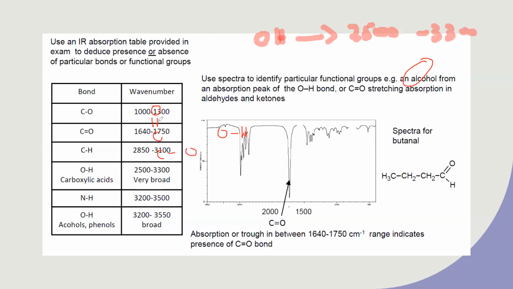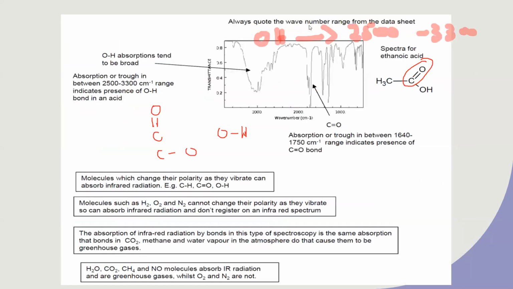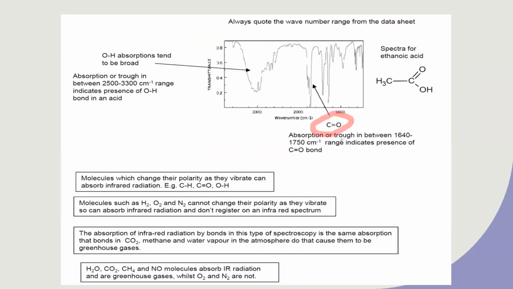Then C double bonded with O is there, and then O and H is there. This OH we already worked out, and then CO is there. So when you check the spectrum, there's an absorption of the CO peak at 1640 to 1750, and the OH peak is there, which is also a broad peak. You can see this region, which is from 2500 to 2300.